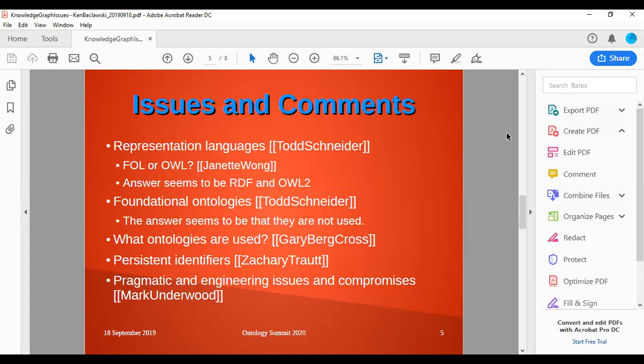Well, in FIBO, we try and identify as many high-level abstractions as possible, so that when we start bringing in other things like real estate or insurance or something, the building blocks are still there. Obviously, there's still a limit to how abstract you can go. Well, that's what the foundational ontologies are supposed to help with.